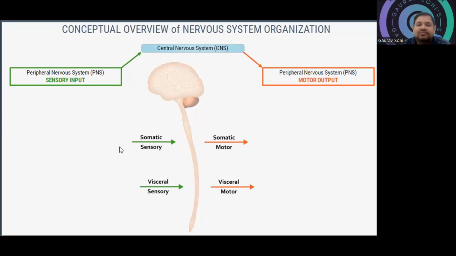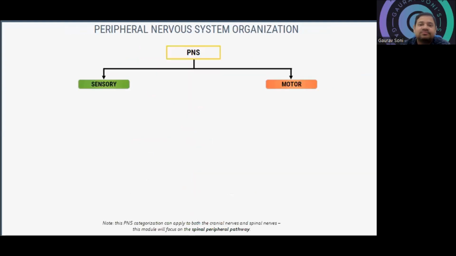and PNS, that is the peripheral nervous system, which is for sensory input. From here the things will go towards the central nervous system, and there is the peripheral nervous system for the motor output, that is the signal they will bring. There is one sensory part and one motor part for somatic, as well as for the visceral parts. Then you can see PNS has two parts, as I already told, sensory and motor.